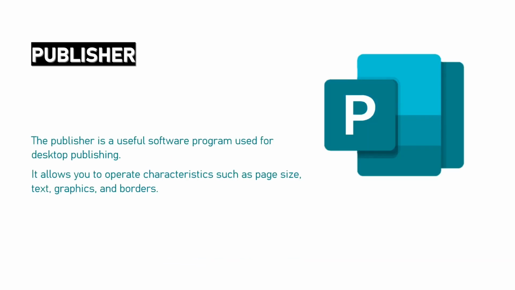Microsoft Publisher. Publisher is a useful software program used for desktop publishing. It allows us to operate characteristics such as page size, text, graphics, and borders.